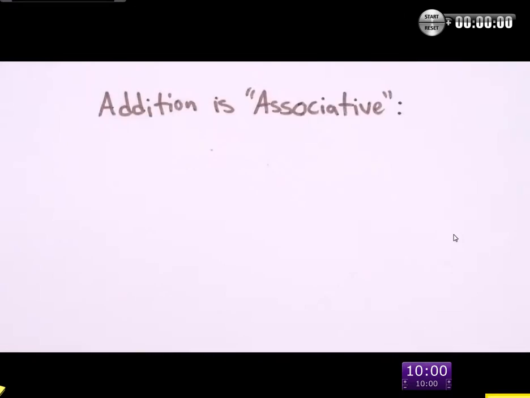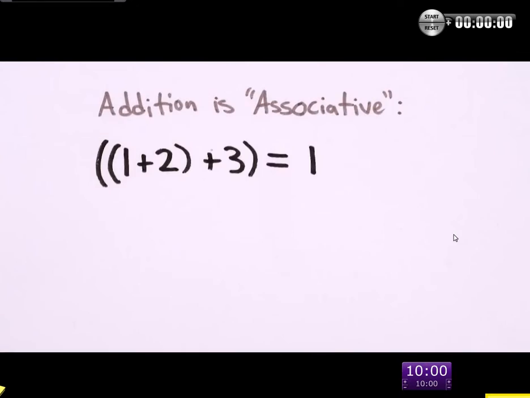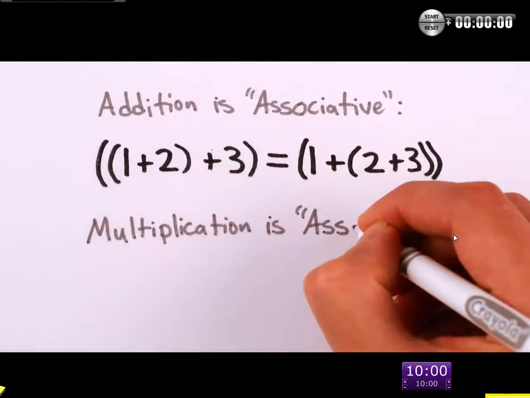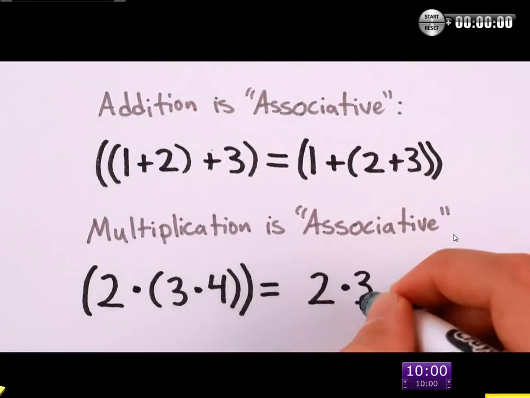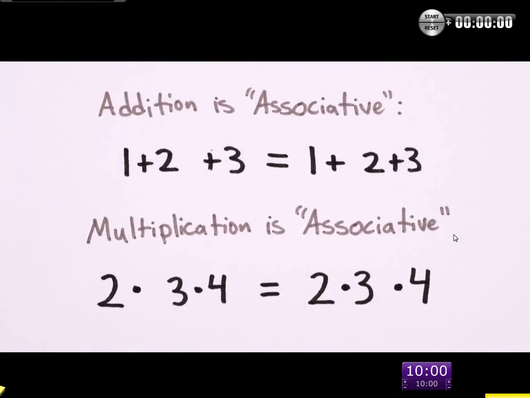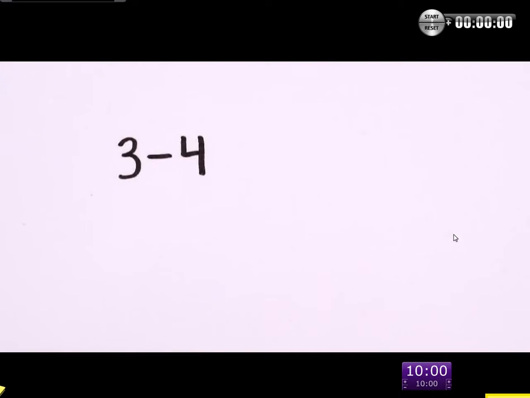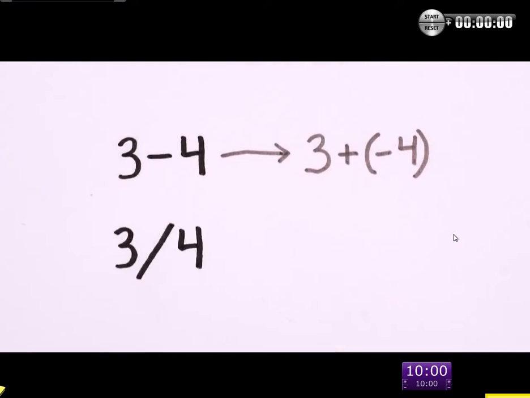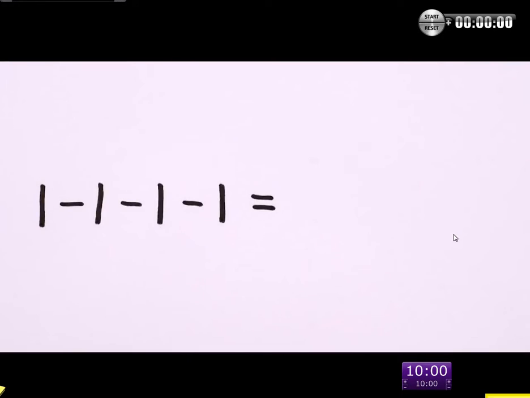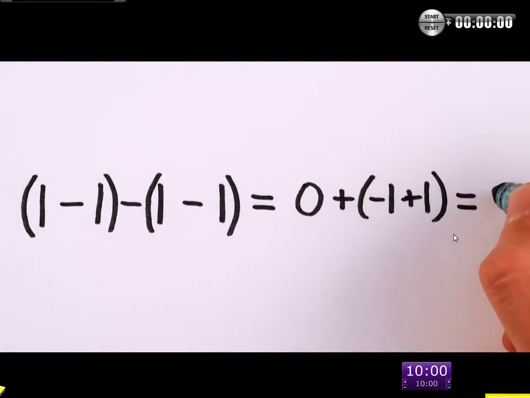And noticing that 1 plus 2 plus 3 equals 1 plus 2 plus 3, and 2 times 3 times 4 equals 2 times 3 times 4 removes a ton more. But the point is that those parentheses are still there, still implied, just like how 3 minus 4 is secretly implying 3 plus negative 4, and 3 divided by 4 is really 3 times 1/4. But anytime the result might be ambiguous, you really need to use parentheses. Then you can proceed in whatever order you want.